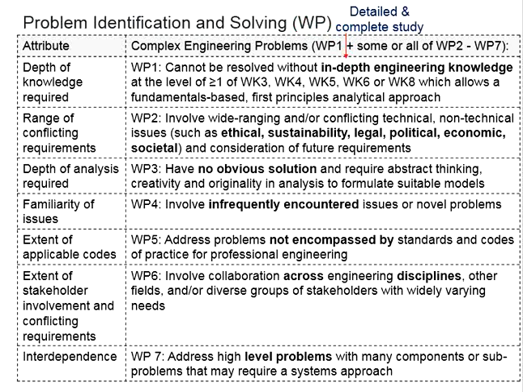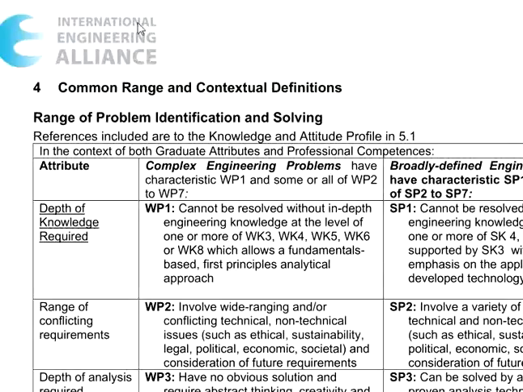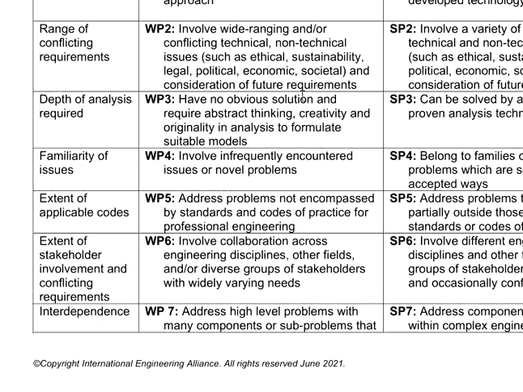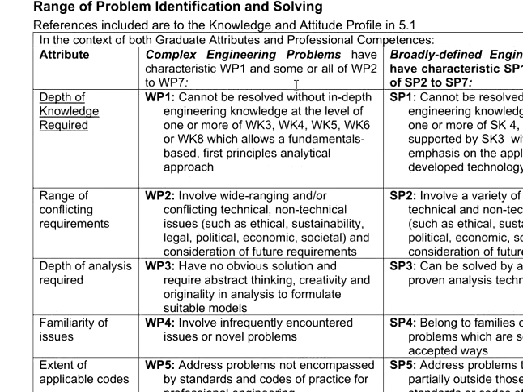Now, how do we define a problem to be complex? IEA give a clear definition on this. Quote, complex engineering problems have characteristics of WP1 and some or all of WP2 to WP7. There are 7 WP in total. We are talking about the combinations of at least 3 components. What is compulsory here? It will be WP1. Having the WP1 is not sufficient.